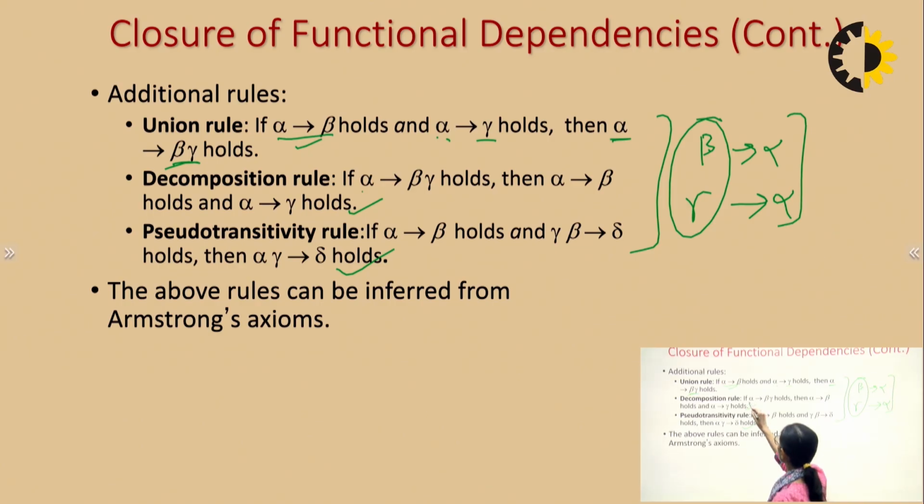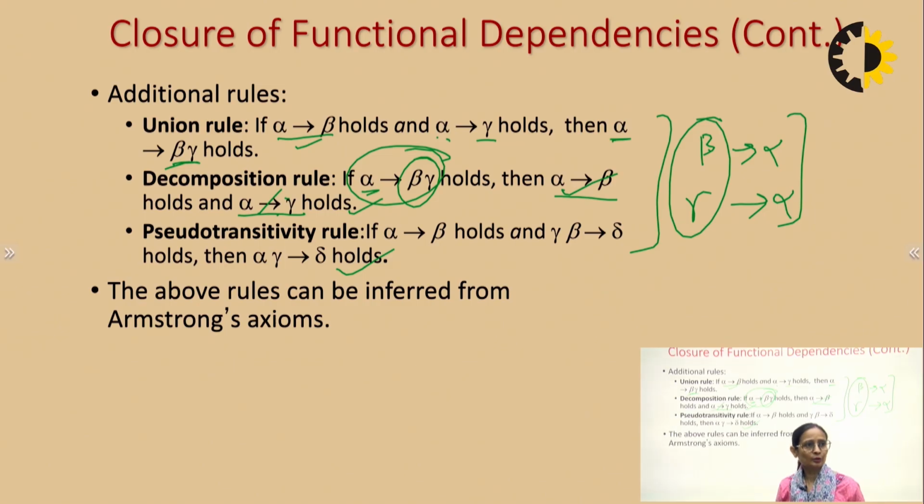Decomposition rule says that if I have alpha implies beta gamma, that is, on the right hand side I have two attributes, then I can break this FD into two: one is alpha to beta and another one is alpha to gamma. If these two FDs exist, then we can infer this FD with the help of the union rule. In the union rule, we are clubbing together the elements on the right hand side, whereas in the decomposition rule, we are breaking down the attributes on the right hand side.